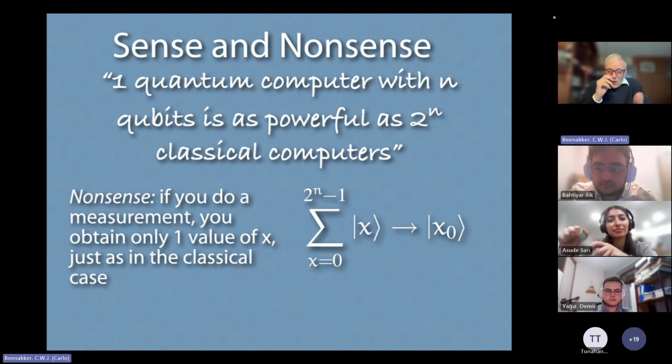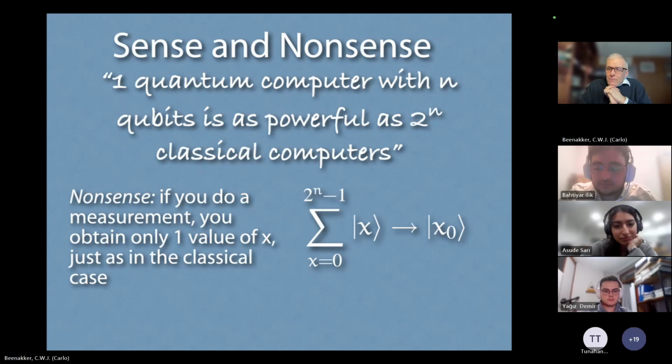So even though as a notation, it seems as if you've generated 2 to the n numbers with one operation, in practice, it's not really like that. It's more a question of notation. It's a confusing thing. And in fact, this is actually one of the problems we have with quantum computers, that it's not obvious what you can do with them.